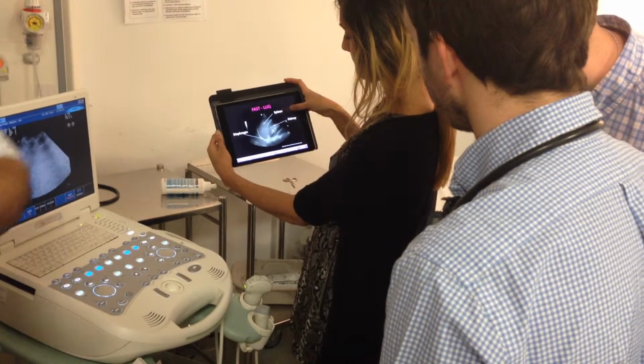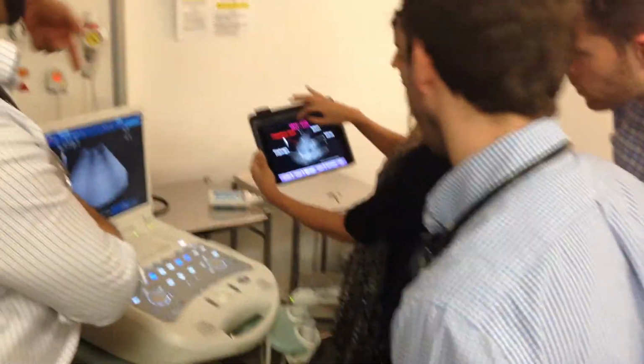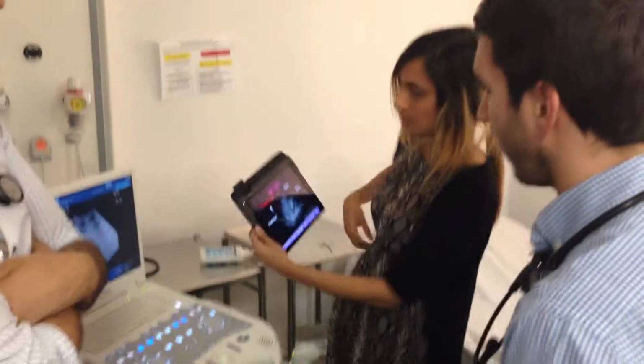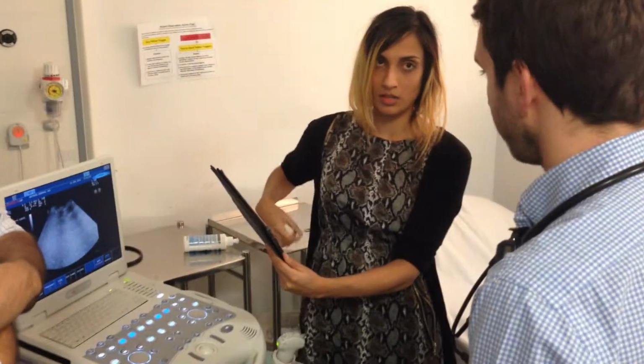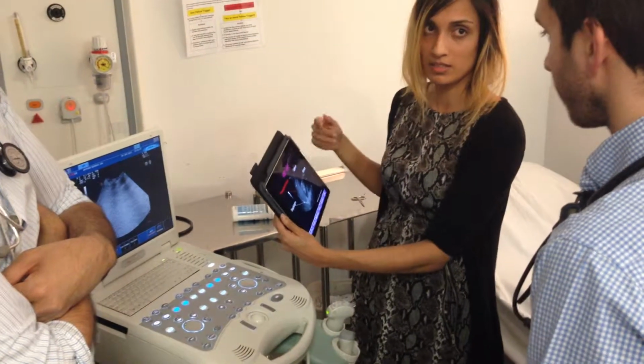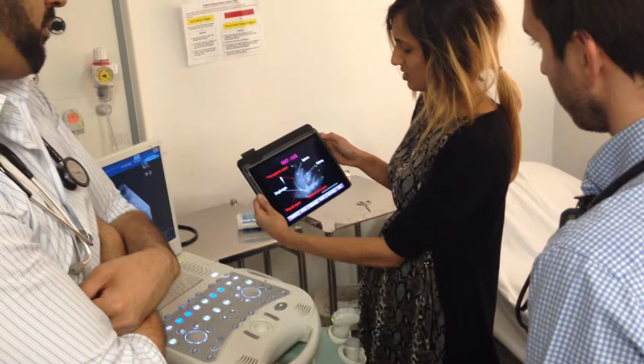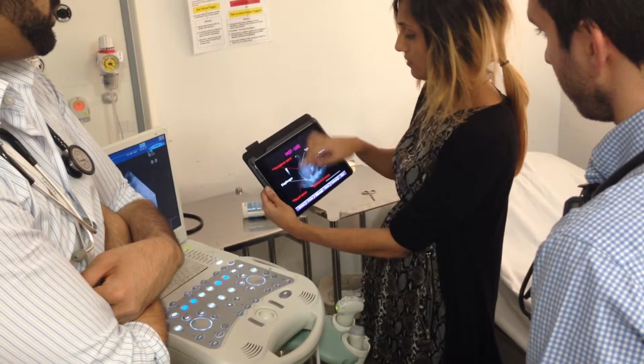So where's the top of the patient's head? If the indicator is facing up, that side will always be the head of the patient. Okay. So those are potential spaces for left upper quadrant.